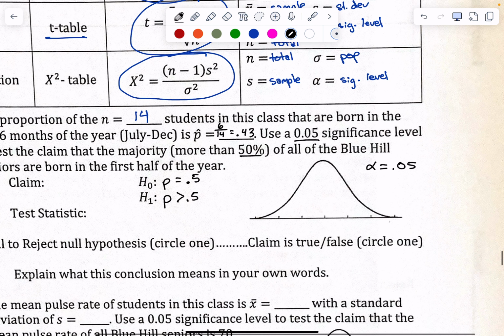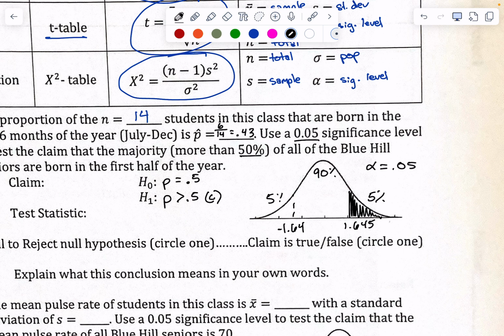Okay. Left tail, right tail, or two-tailed? One tail, right tail. And what percent goes in there? 5%. And we have an imaginary 5%, so on the chart we're looking at 90%. What is 90% on the chart? 1.96? I didn't look. I think 95 is 1.96. 90% is 1.645. There we go. 1.645, negative 1.645. We don't need the negative.